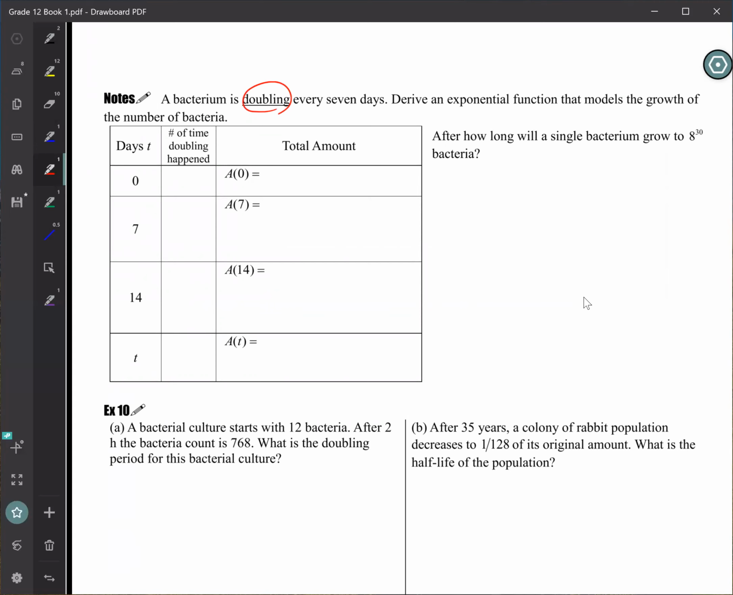If you want to double something, what's the percentage that represents double?